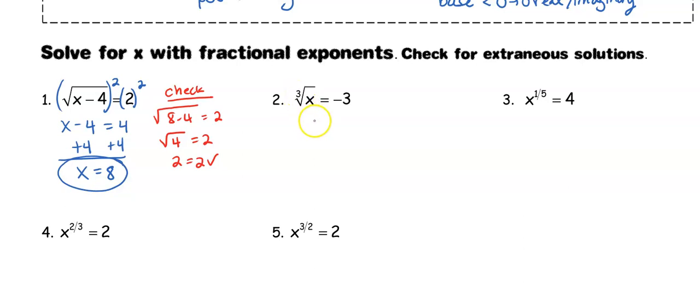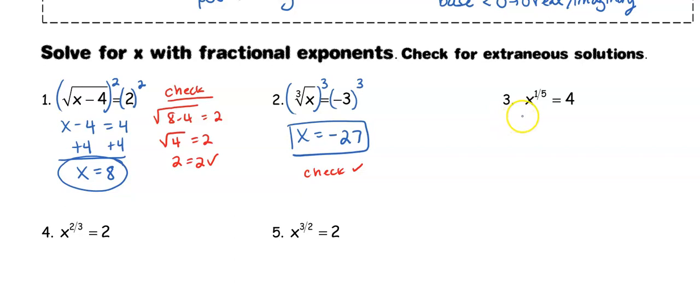Next one, we have the cube root. So if the cube root, I'm going to cube both sides. The cube root and the cubing cancel, so x is equal to a negative 3 to the third power. That's negative 3 times negative 3 times negative 3. That's a negative 27. And for time's sake, I'm going to say the check works. Yay!